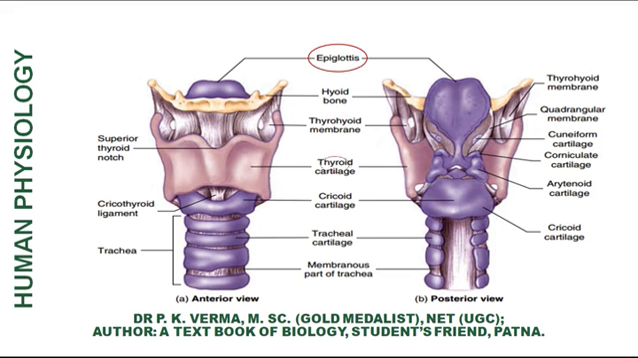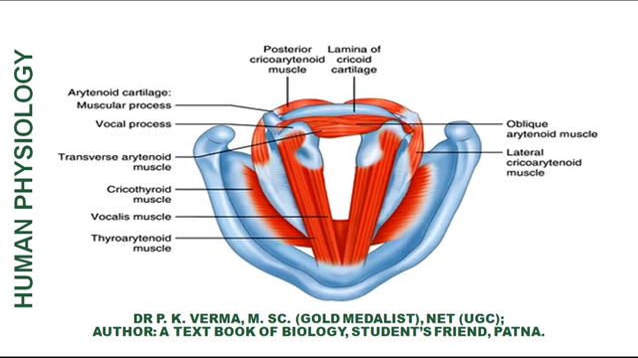Epiglottis, thyroid cartilage, arytenoid and cricoid cartilage. This is the upper view to show the position of various muscles. The thyroarytenoid muscle is the true vocal cord, vibration of which causes production of the sound.